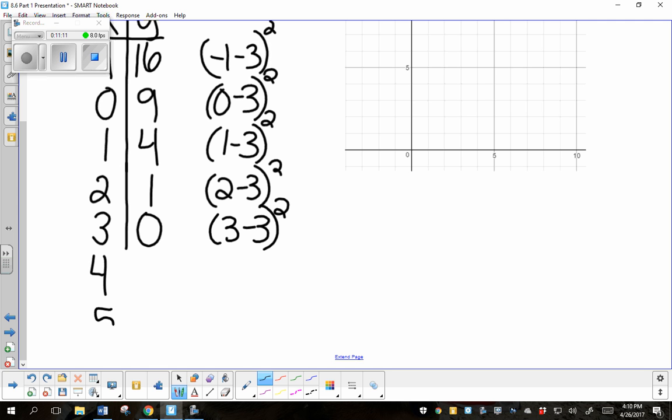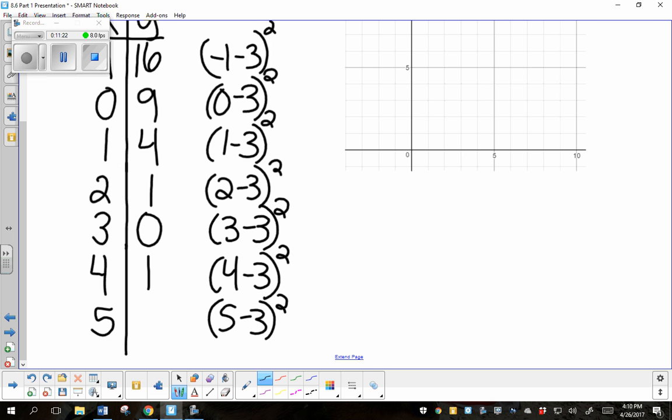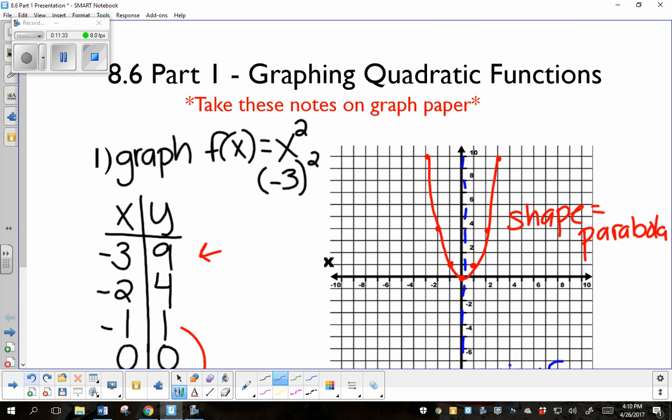Let's go all the way up to 5. So if I plug in 4, I'm doing 4 minus 3, which is 1, and squaring it, that's 1. And then 5, I'm doing 5 minus 3, which is 2. Squaring it, that's 4. So you can kind of see, like on our last one, surrounding this 0 the numbers are mirroring each other. So just keep that in mind there. What happened?